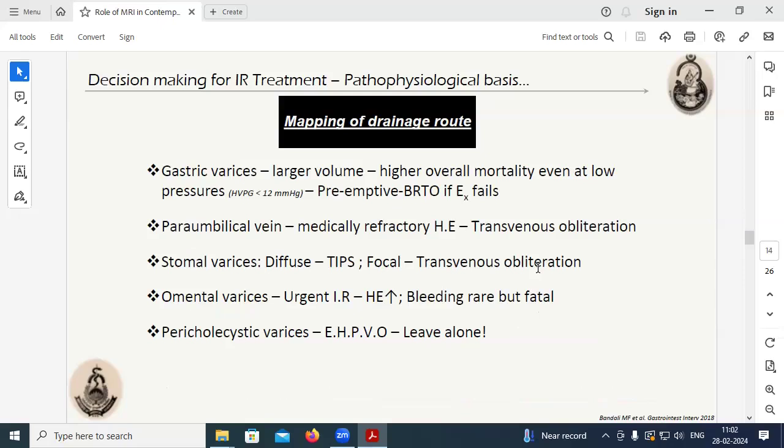The gastric varices also, most of the time you would hear the endoscopist saying that, well, we can manage it very nicely by endoscopic sclerotherapy. But many times, don't hesitate to offer them endovenous sclerotherapy, because sometimes they are not able to control it, and then finally the patients end up with massive bleeding. And the other varices like the paraumbilical, stromal and omental, these also have to be managed by a combined endoscopic and endovenous approach, because they are notorious for causing refractory hepatic encephalopathy and ascites.